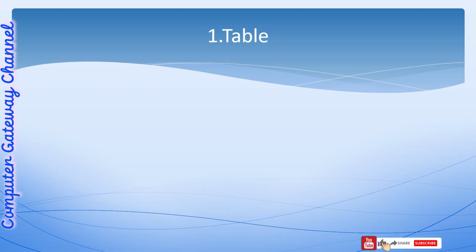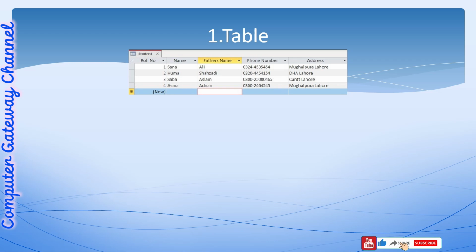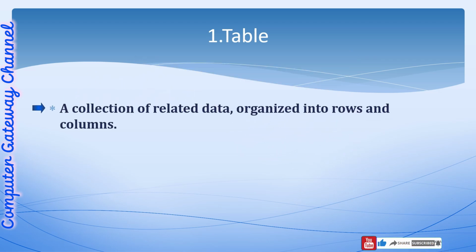Table. Table is the container to define and store information, or we can say a collection of related data organized into rows and columns is called table. Now we will discuss the components of table one by one.